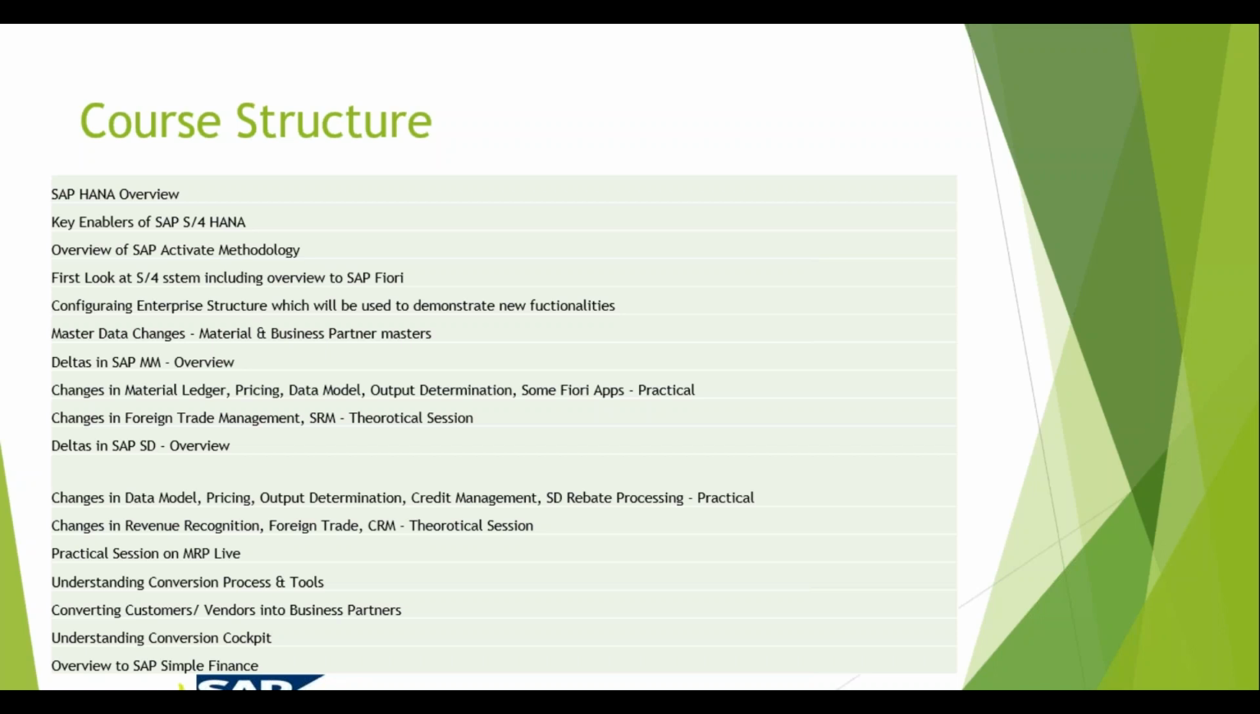Once we complete the delta part from MM, SD and PP, we'll proceed towards the second kind of project, which is the system conversion. Whatever we have seen until MRP Live was related to a new implementation, where you are configuring everything from scratch. But what if the customer is already running ECC and wants to upgrade to SAP S/4? That is the second kind of project, called a system conversion.